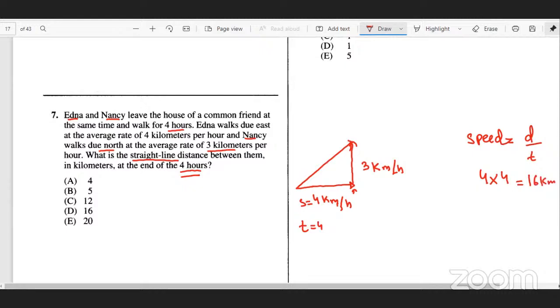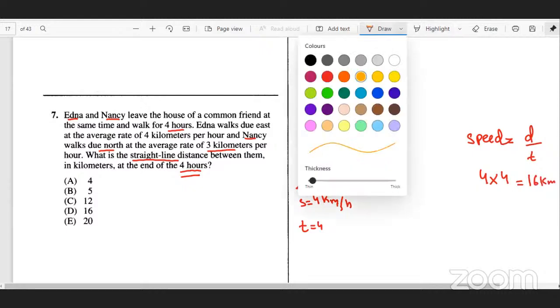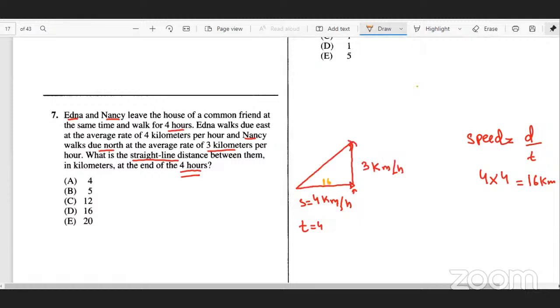So this vector is 16 kilometers long. And for the other one, I am going to use again the same formula, s equals d by t. So s is 3, t is 4, and d is 12. So this is 12. Now it's very clear. This was east, this is north. Clearly, these two are perpendicular. I have a 90 degrees angle. This side is 16, the other side is 12.